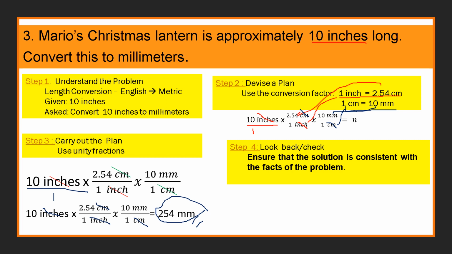Look back or check. We have to ensure that the solution is consistent with the facts of the problem. Of course, this is reliable because looking back to our solution, this is 254 millimeters. This is bigger compared to the given in the problem, which is 10 inches.